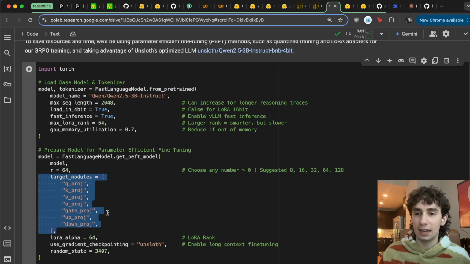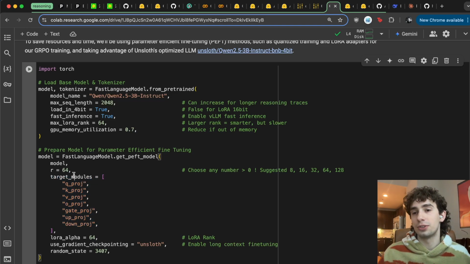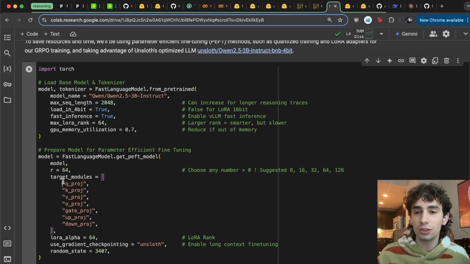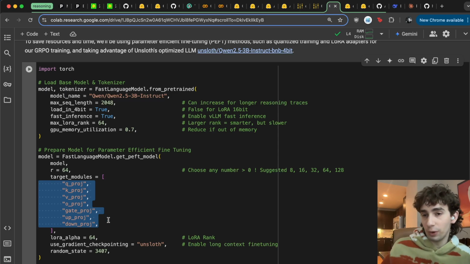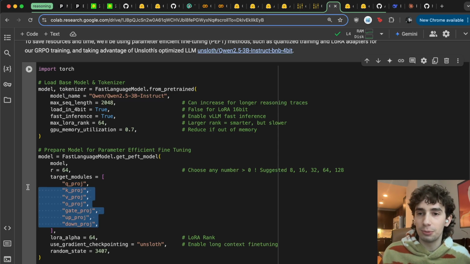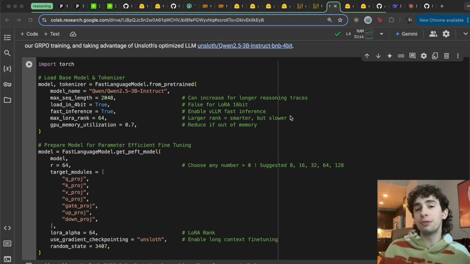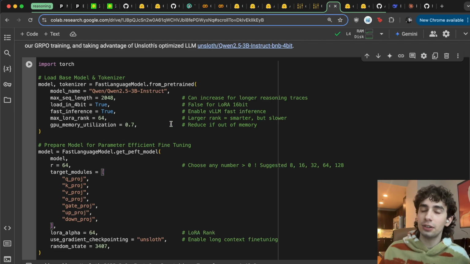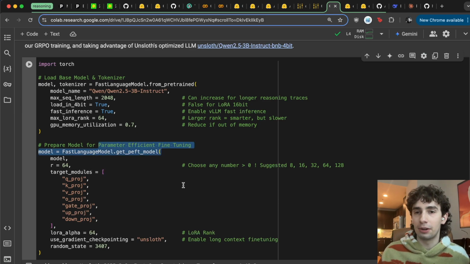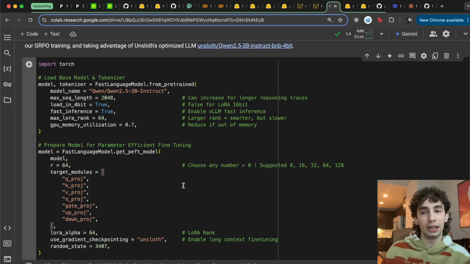We then attach what target modules we want to attach these extra LoRA adapters to train, and these are just going to be internal parts of the language model architecture. It's been found that with a LoRA adapter, attaching them to these specific parts of the language model are the best and most efficient way to do this kind of training. But with that, we've loaded the language model as well as the tokenizer and prepared it for parameter efficient fine-tuning. So it will now expect to have a LoRA adapter on it and be trainable with this method.